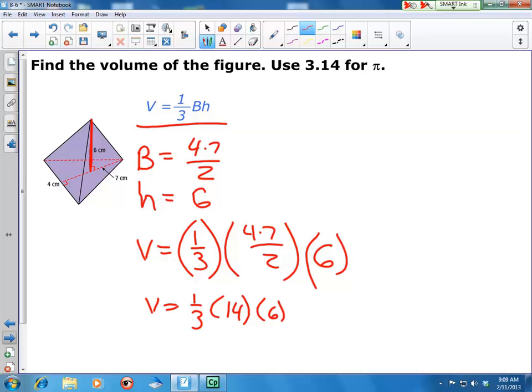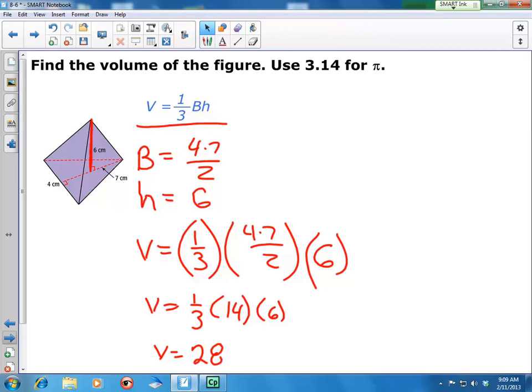What's 1/3 times 14? I don't know what that is, but I do know what 1/3 times 6 is. What's 1/3 times 6? 2. Yeah, because remember, all we're doing really is dividing by 3. So 14 divided by 3 doesn't come out even. But I know since we're multiplying, I can do it in any order that I want. So 6 divided by 3, that's 2. Well, what's 2 times 14? That's right. Okay, so we get 28.